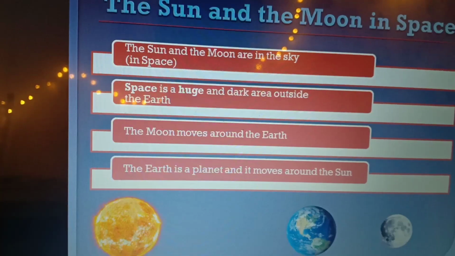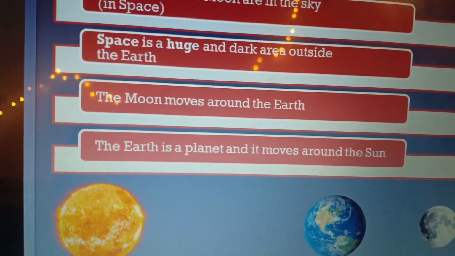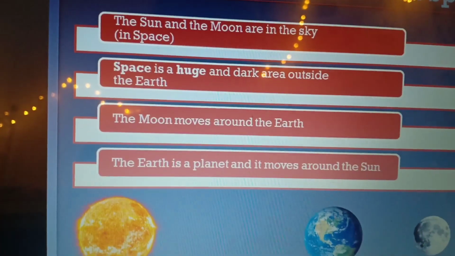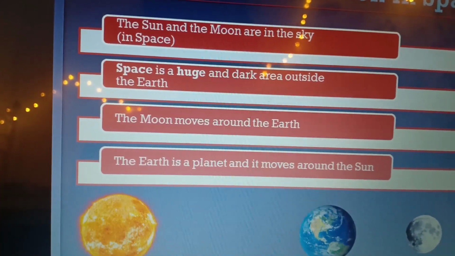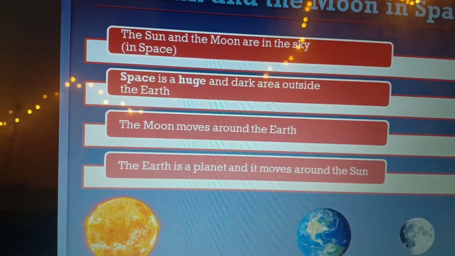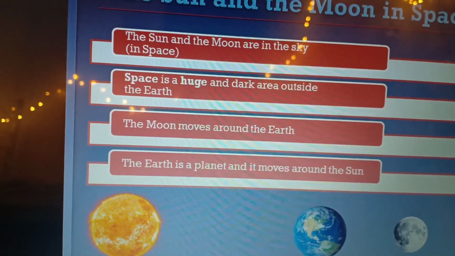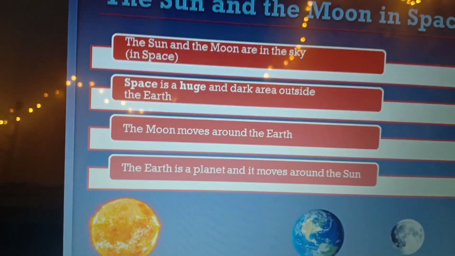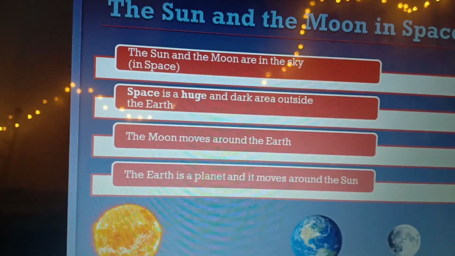And did you know the moon actually moves around the earth? The earth will stay, and the moon will move around the earth. So that's why in some different places we can only see the moon in the evening, because the moon turns and moves around the earth, and it takes time to see the sun and the moon.